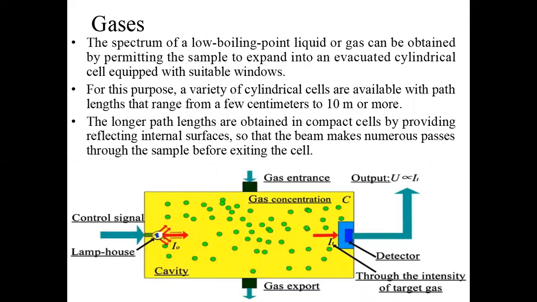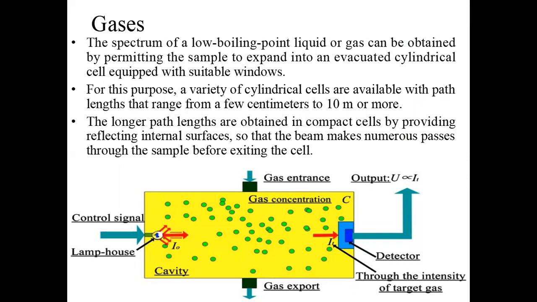There are different kinds of samples which we have to handle during the process. The first one is the gases. The spectrum of a low boiling point liquid or a gas can be obtained by permitting the sample to expand into an evacuated cylindrical cell equipped with suitable windows.